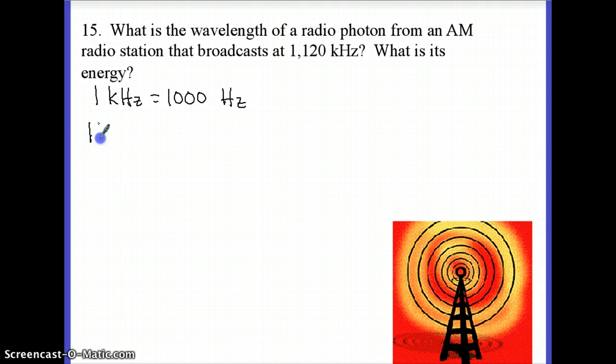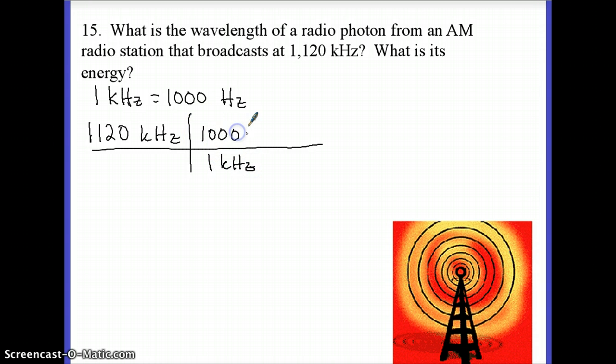So I've got 1,120 kilohertz. I'm going to set up a conversion, and kilohertz is going to go on the bottom because I want the kilohertz to cancel. So those go away, and I'm left with 1.12 times 10 to the 6th hertz. That sounds like a big number, but actually that's a very low number for an electromagnetic wave.